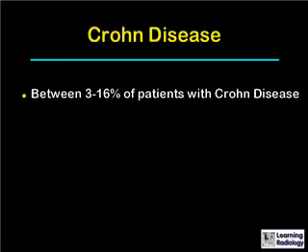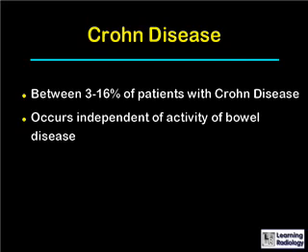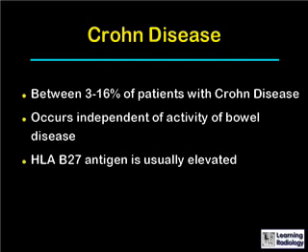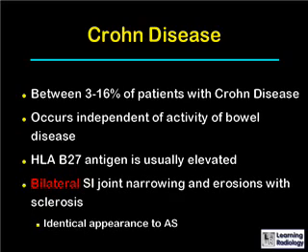Inflammatory bowel disease. Crohn's disease: between 3 and 16% of patients with Crohn's disease will have sacroiliitis. It can occur independent of the activity of the bowel disease. HLA-B27 antigen is usually elevated, and the sacroiliitis is usually bilateral with SI joint narrowing and erosions and eventually sclerosis. In fact, it's identical in appearance to ankylosing spondylitis.